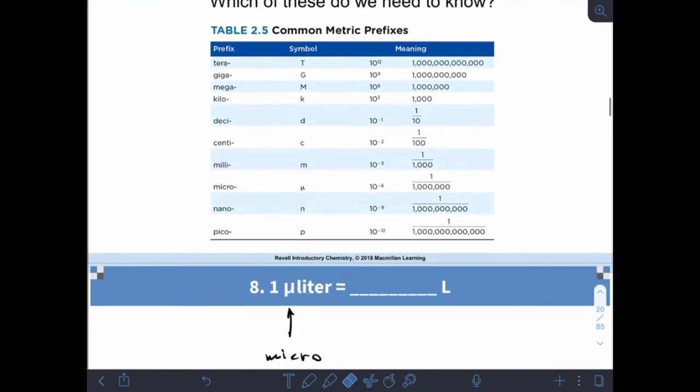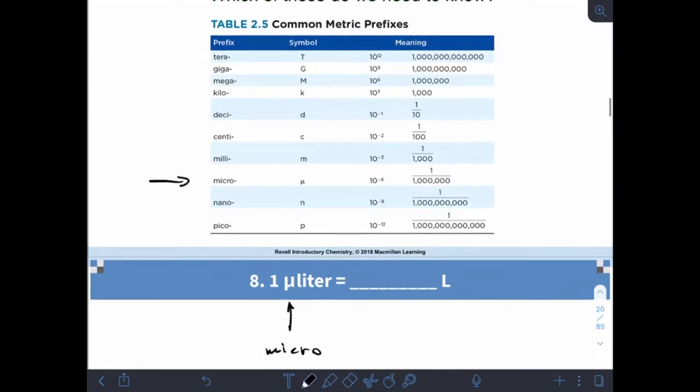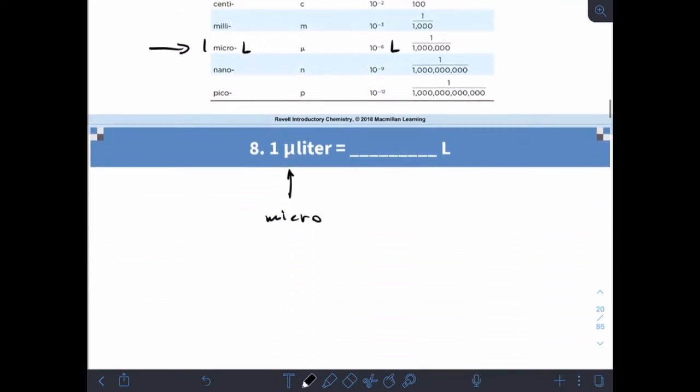All right, so let's find micro on the table, and it's right there. So I'm going to say 1 microliter is 10 to the minus 6 liters. Okay, so that's what we're going to put right there. It's 10 to the minus 6, or we can say 1 times 10 to the minus 6 liters.